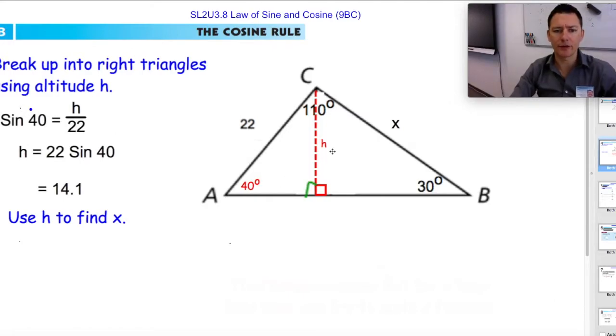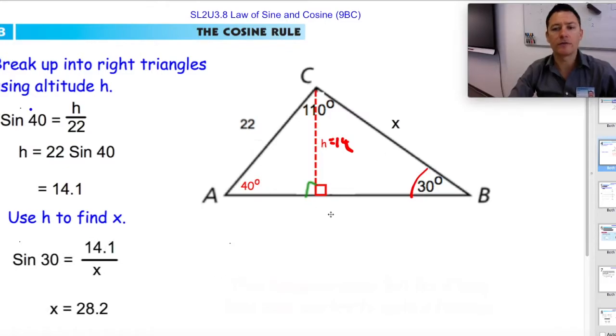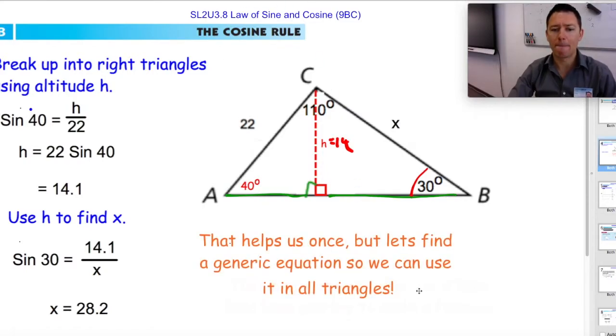You'd say sine of 40 is h over 22. You could solve for h. Fine, looks about right. And then you use h to find x. We know that this is approximately 14. And so you'd say now sine of 30 is opposite over hypotenuse. No problem. You could also use those to then find this and this separately, and then you'd add them together, right? No big deal. That's great.